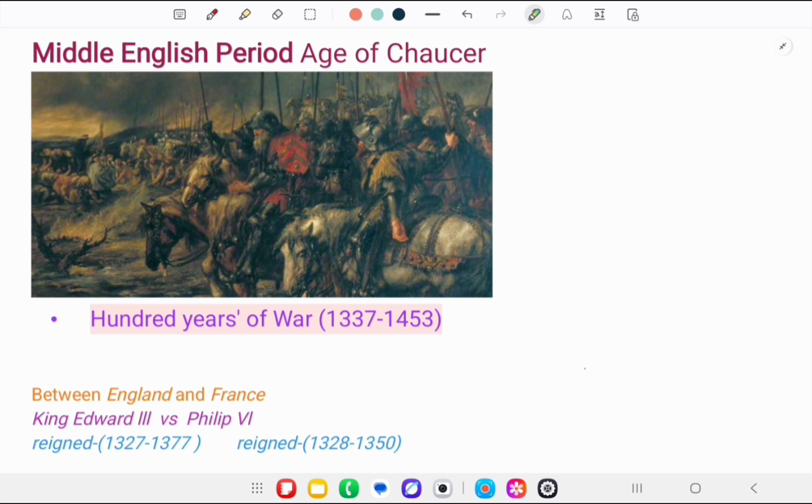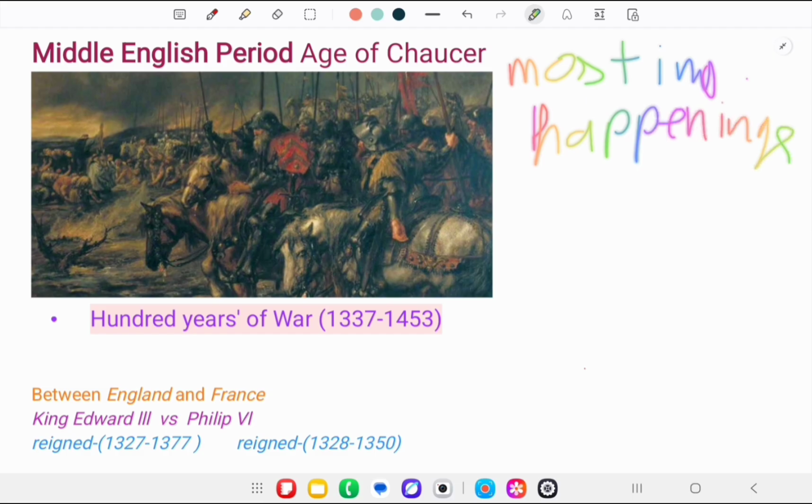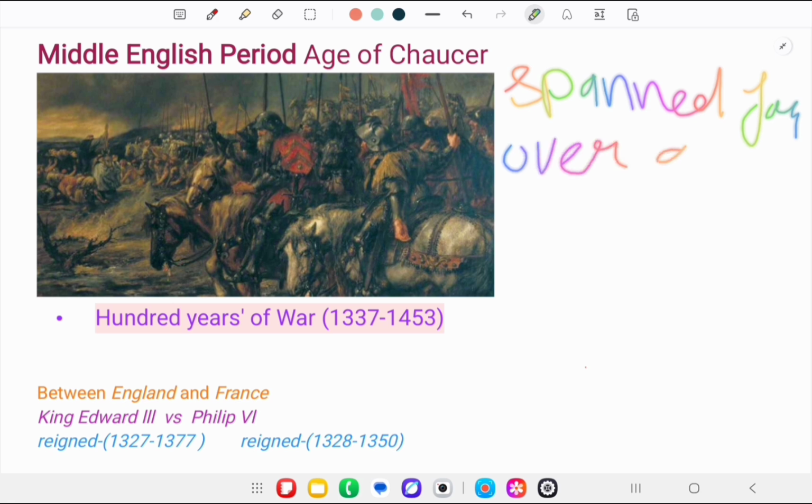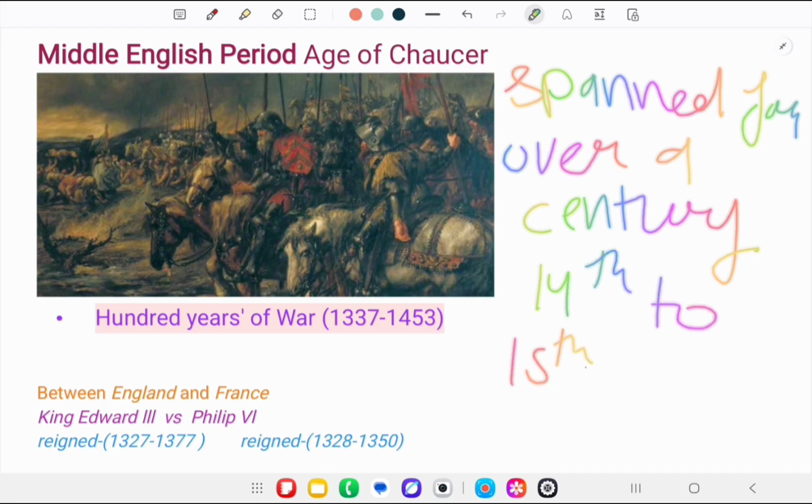The war marks one of the most important happenings in history, especially because it spanned over a century, from the 14th to the 15th century.